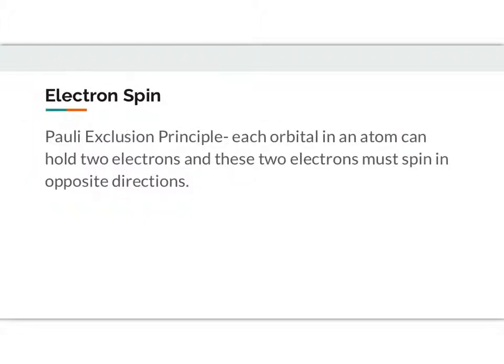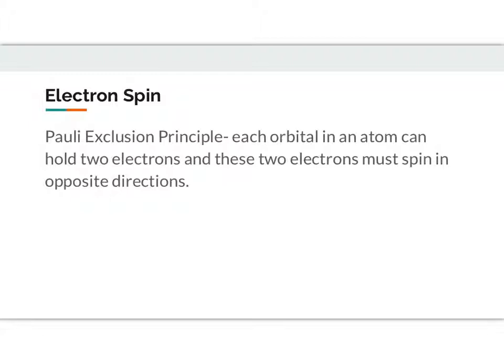I just mentioned that each orbital can hold 2 electrons. This is called the Pauli exclusion principle. Each one of those electrons would be spinning in an opposite direction, like clockwise and counterclockwise. You can have two electrons in the same orbital, in the same energy level, but what makes them different is their spin.